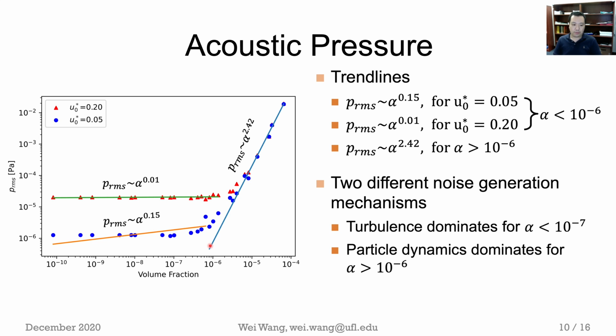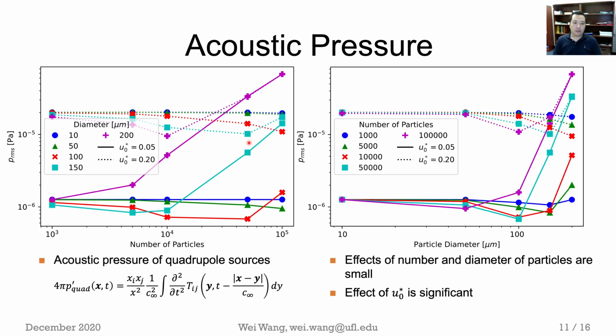But when the volume fraction increases, especially beyond 10 to the power of -6, we can see that all the cases collapse, all the PRMS collapse on a straight line, and it scales strongly with volume fraction, actually with the volume fraction raised to the power of 2.4. It shows that in the high volume fraction region, the particle dynamics really dominate the noise generation process.